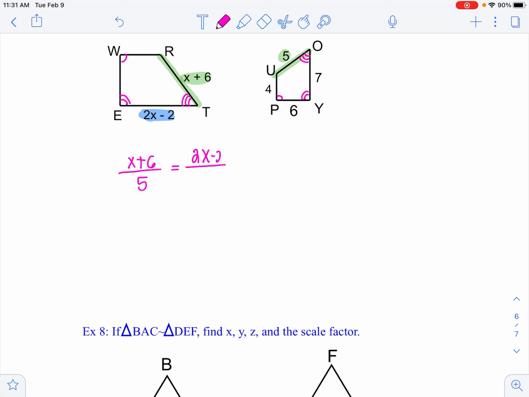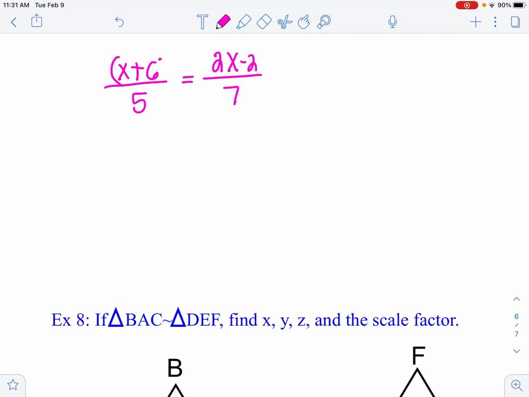Next, I have this 2x minus 2. That's on the left, so it goes up top. And I want to know what it corresponds to. It's in between 2 and 3 tick marks. 2 and 3 tick marks is 7. All right, I'm ready to cross multiply. I'm going to put these in parentheses. I have 7 times x plus 6 is equal to 5 times 2x minus 2.